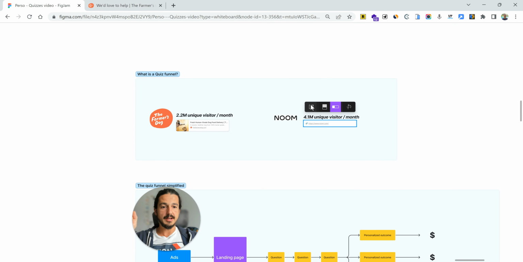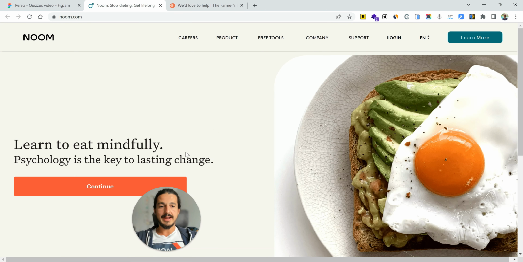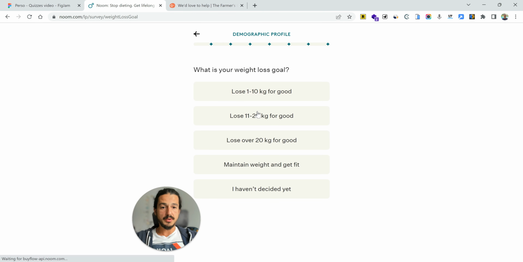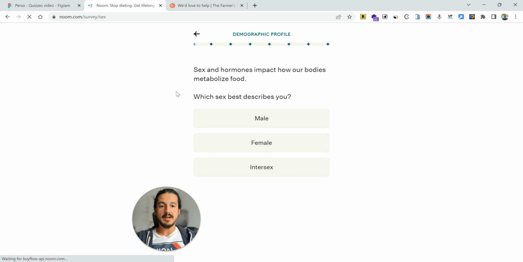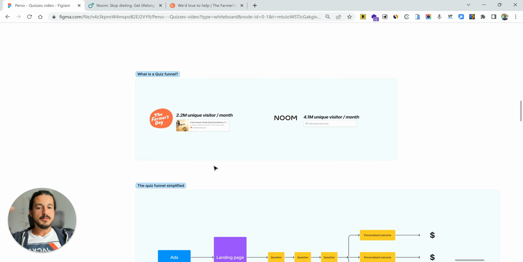Another good example here is also Noom, same thing. It's a unicorn, and they only have a quiz. This is the only way to get customers. The way that they are doing the quiz is one specific way, and we will see maybe later that there are several ways, and we are going to see in depth one of them.